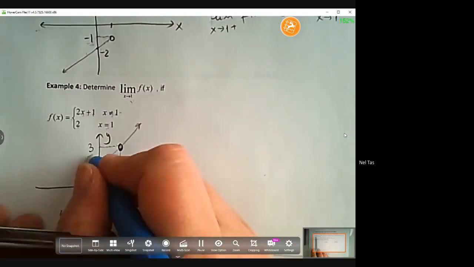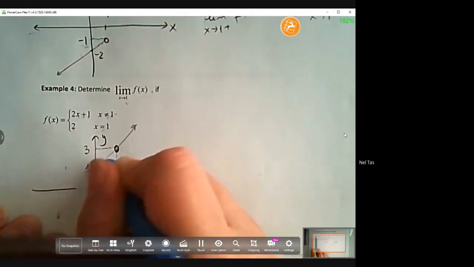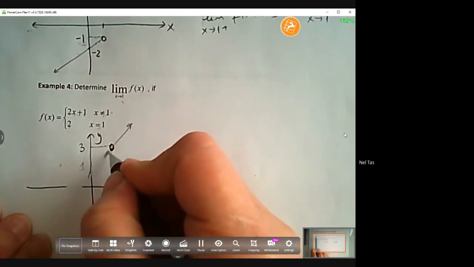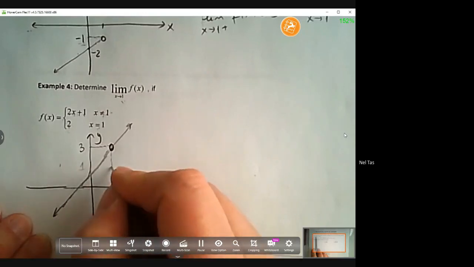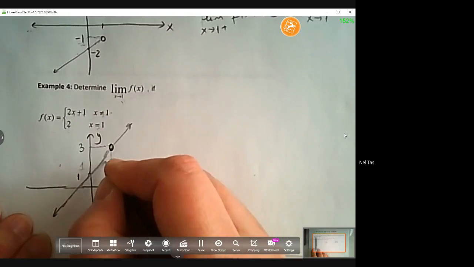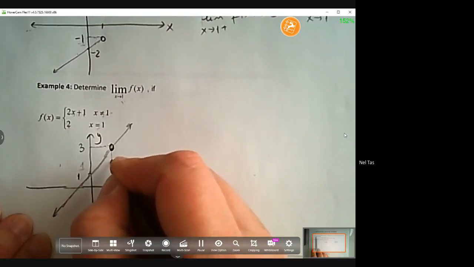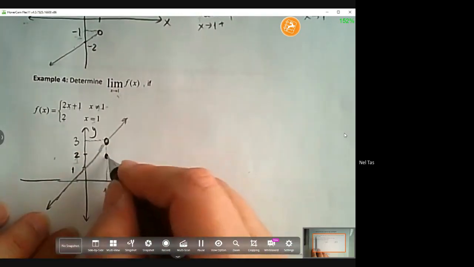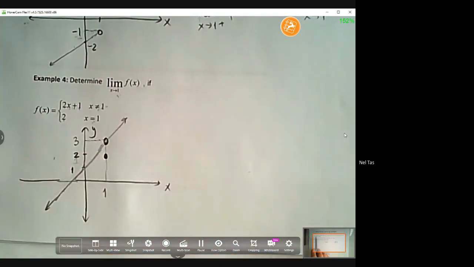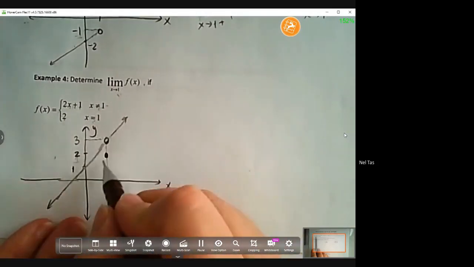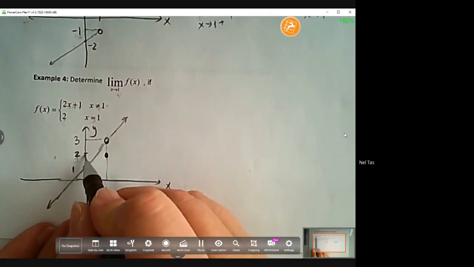It's not a very good graph. Maybe I should fix it a bit. So that is 1. When x is 1, y is 2. Yeah. That's the graph we get. There's a hole here. When x is equal to 1, y is 2.